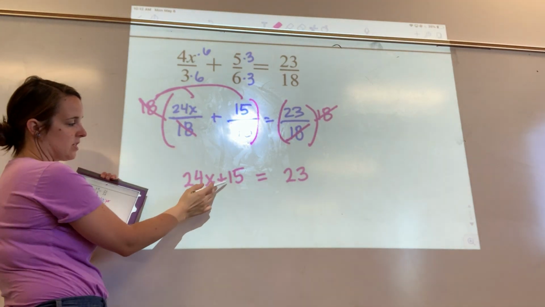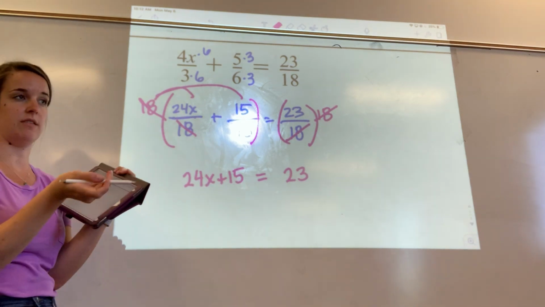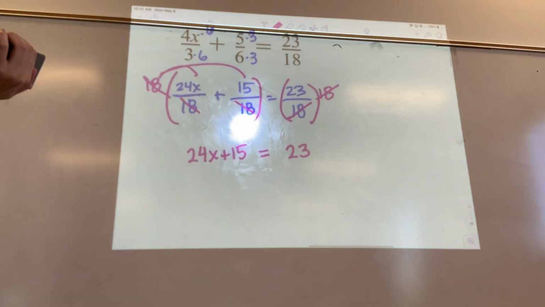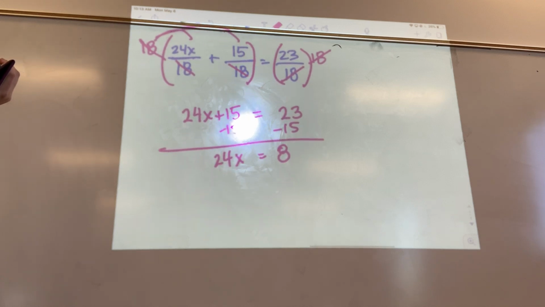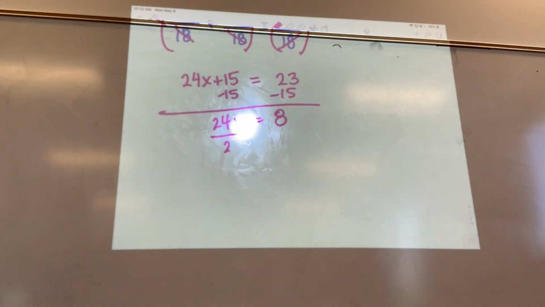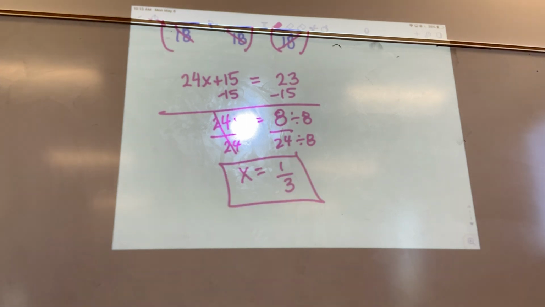Okay, so I have 24x plus 15 equals 23. Can I solve this now? Yeah, pretty easy. What do I do? Subtract 15. Get 24x equals 8. And then divide by 24. You calculate that and simplify it by 8, and I get 1 over 3. Absolutely.